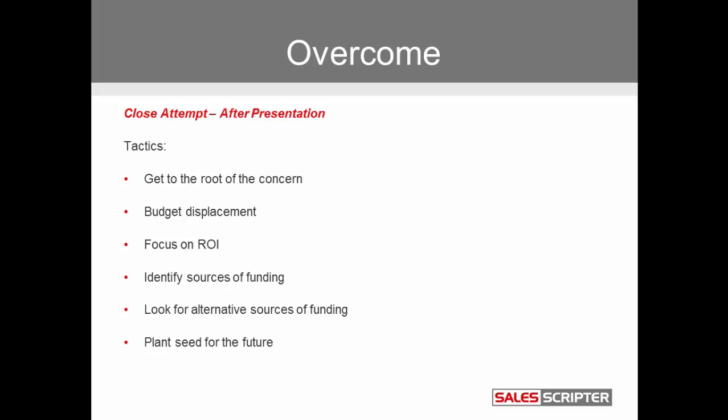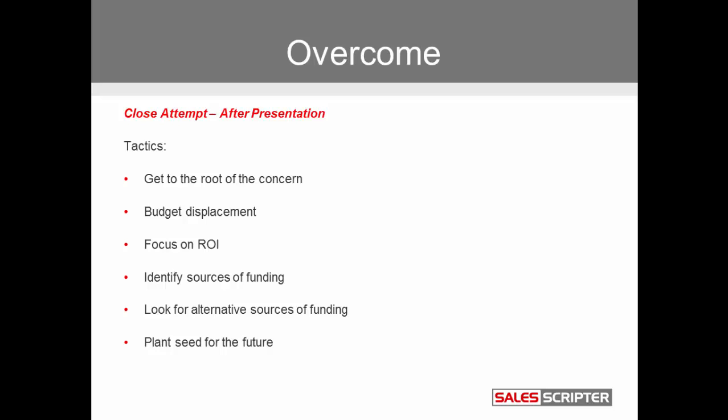Then looking for budget displacement, right? Do they want what you have, but the money's already being spent on something else? Can we shift the budget from somewhere else and get rid of something in order to fund what you're trying to sell? Take a closer look at the return on investment. What is the return on investment that you're offering them? And this could be the first step in building a business case for trying to find that budget, to allocate the budget.